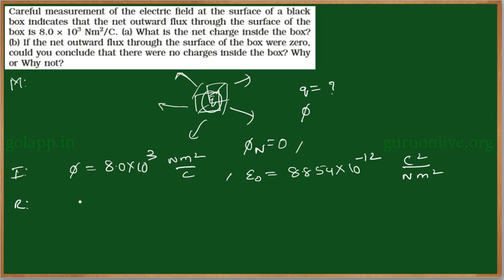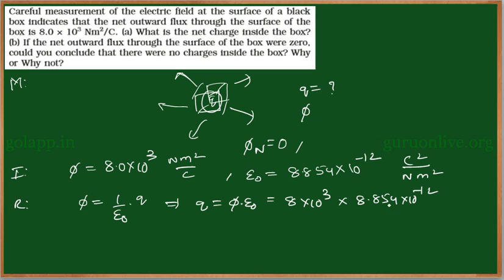The flux about a charge q is equal to 1 by epsilon naught times the charge q. So from this, the charge q is equal to phi times epsilon naught, that is equal to phi is 8 × 10^3 and epsilon naught is 8.854 × 10^-12.